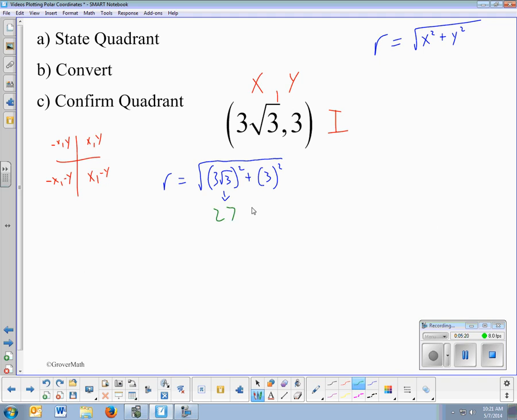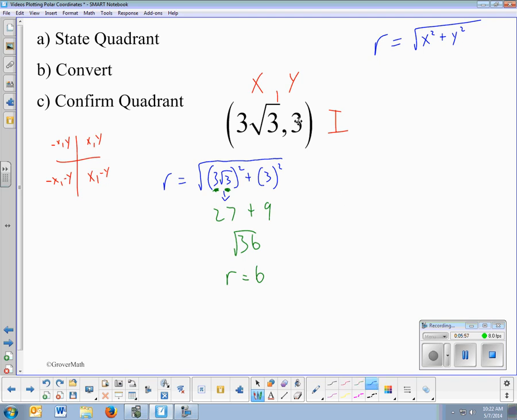And 3 squared, hopefully we all know, is 9. But 3 rad 3 squared, the reason why it is 27 is because the 3 squared in the front, that's 9. And radical 3 squared, well, radical squared, you get what's inside, so radical 3 squared is 3. They are being multiplied, 9 times 3, and that's how you're getting 27. But you can use your calculator if you like. 27 plus 9 is 36, and so we get the square root of 36, leaves us with an r value of 6.